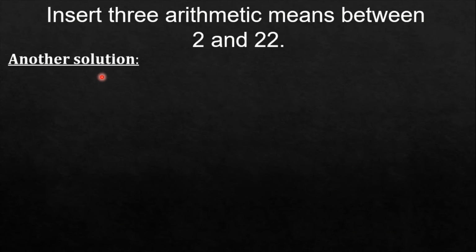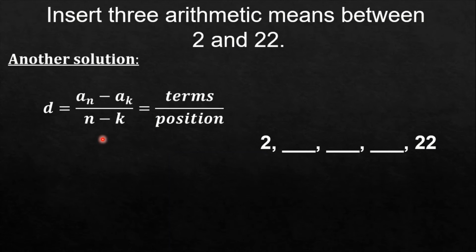There is another solution in solving this problem. Okay, again, para makuha natin ang arithmetic means, kailangan nating mahanap ang common difference. So, aside from using the general term or nth term of an arithmetic sequence, pwede natin gamitin itong formula na to. Actually, na-derive din naman siya doon sa general term. Pero para mas madaling maintindihan, we have here D is equal to A sub n minus A sub k all over n minus k. Or simply, we get the difference of the terms, then over the difference of their positions.